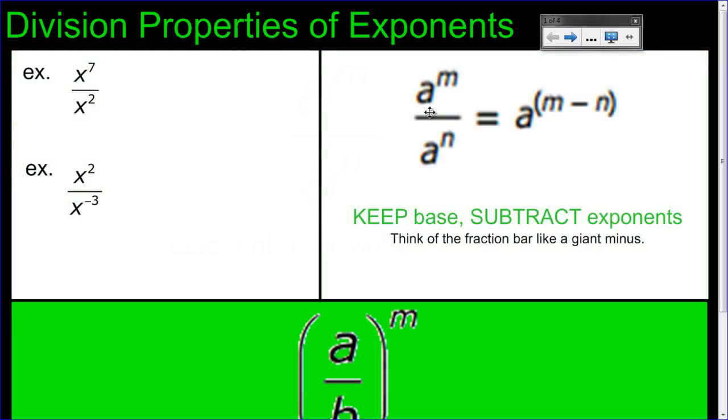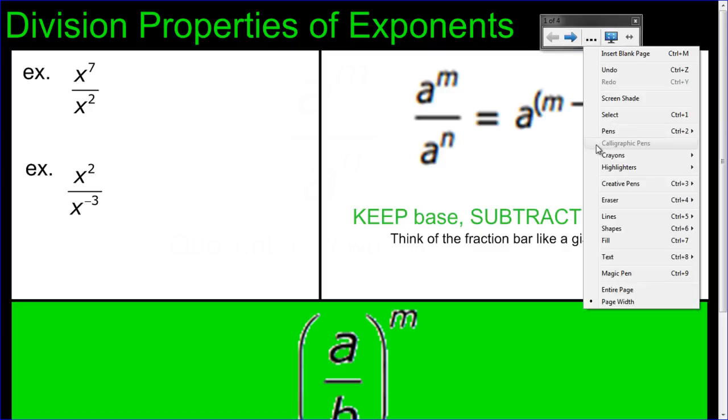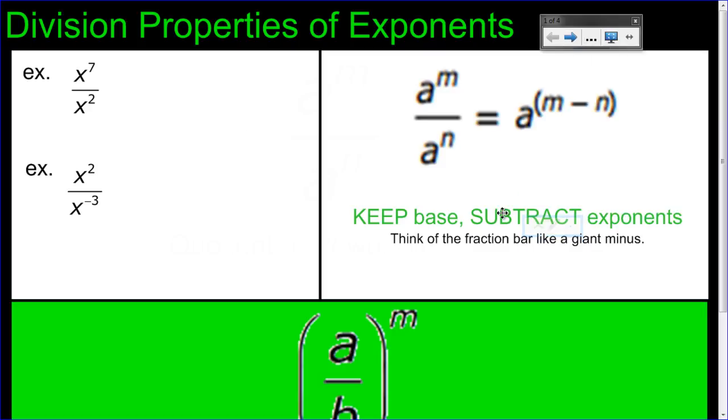Just like when we multiply two things with the same base, we end up adding their exponents. It's an opposite operation. Division is the opposite of multiplying, and subtraction is the opposite of adding. So we just do the opposite of what we did before. Let's do some practice problems.